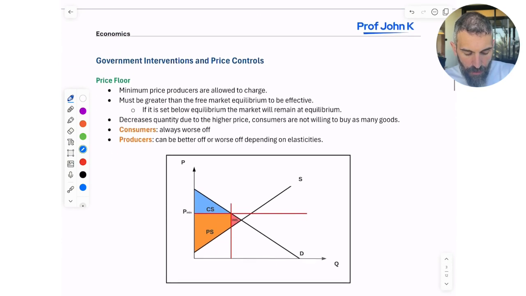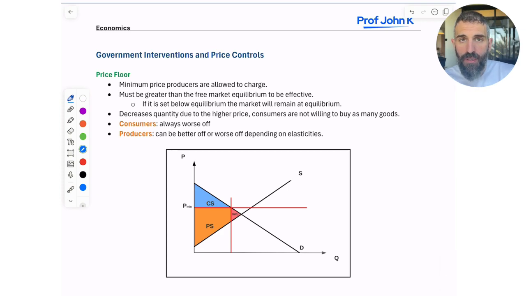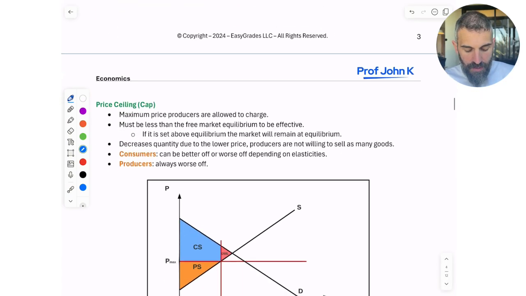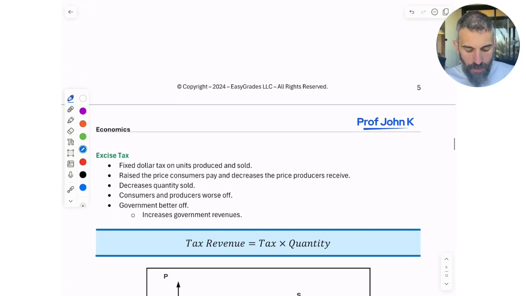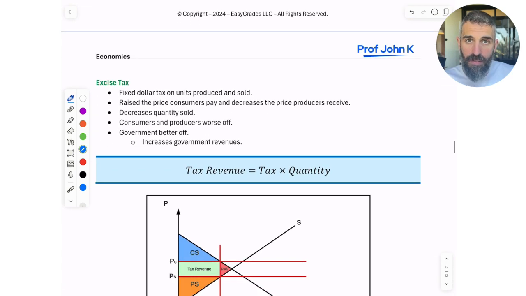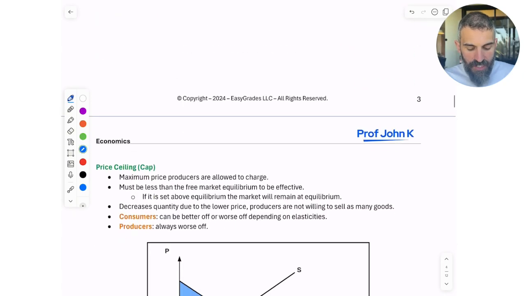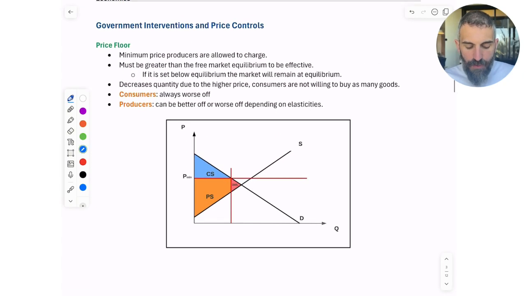So you have several price controls that you need to know. Today we're going to talk about price floors, price ceilings, production quotas, and taxes. So let's start with the price floor. A price floor is a minimum price. So the government feels as though the equilibrium price is too low and forces the price to be higher.